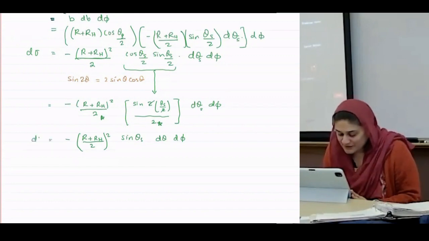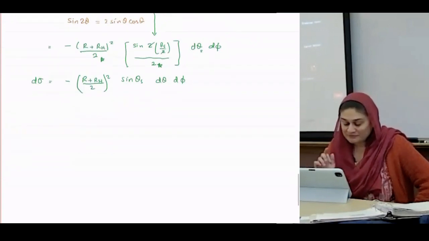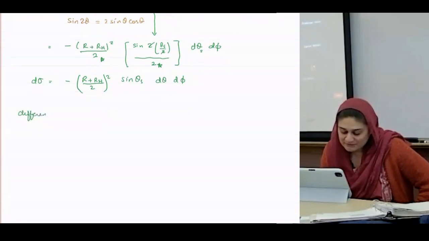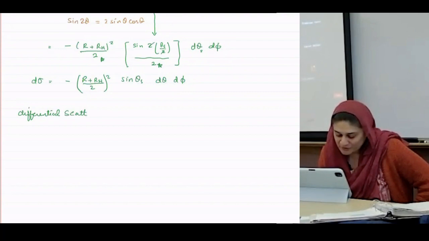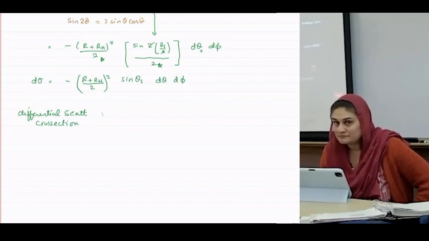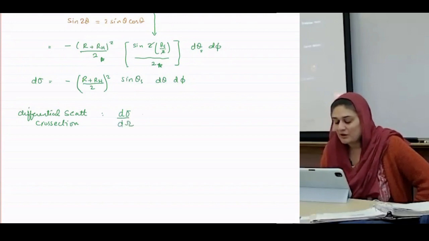Okay. So now this is a term you would have seen before if you've done quantum mechanics. It is called differential scattering cross-section. That is a very scary looking word, right? But all that means is d sigma over d omega.